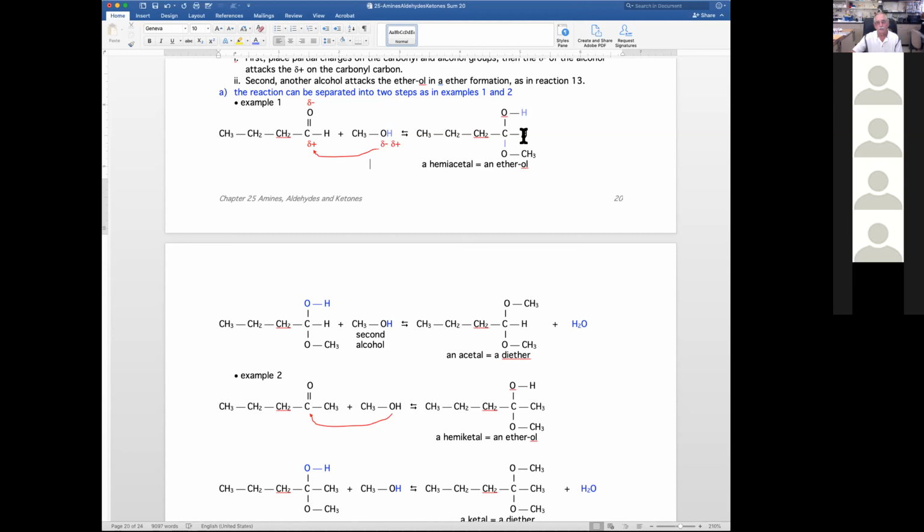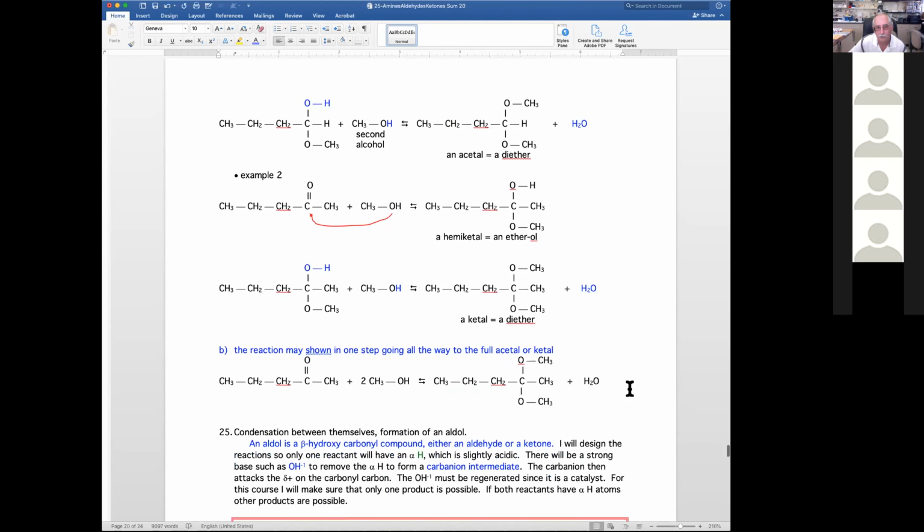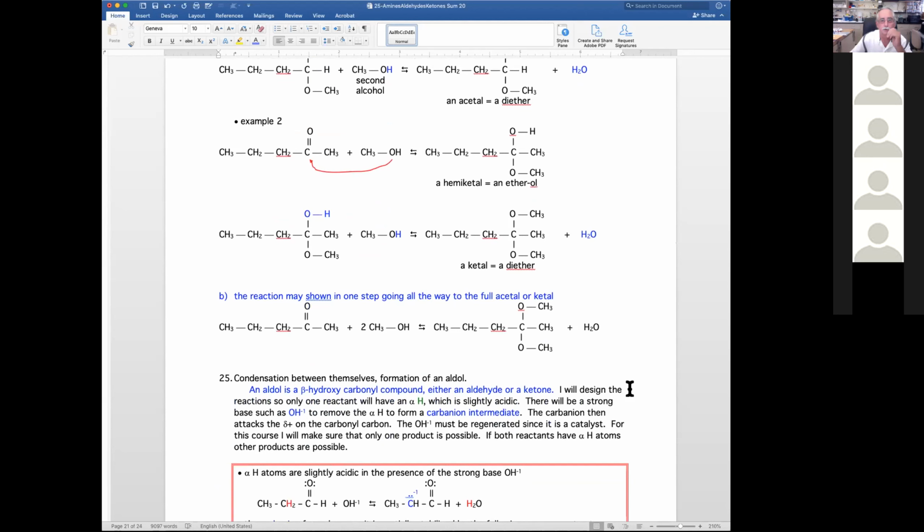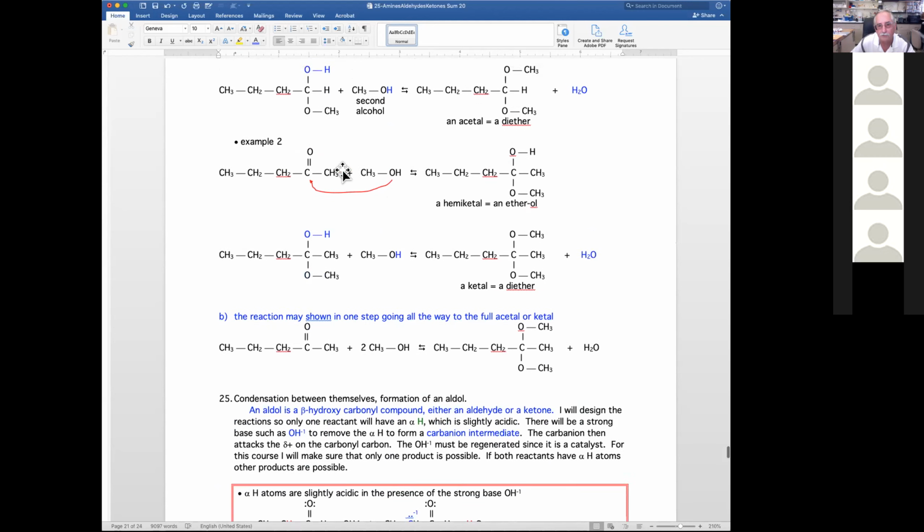So here I split it up into two different chemical reactions. One gives you the hemi, which is an etherol. The other one gives you the diether. So this is with an aldehyde. Now we'll do it with a ketone. I see the partial negative from the oxygen is going to attract the partial positive of the carbonyl carbon. That's going to be a new bond that's formed right there.